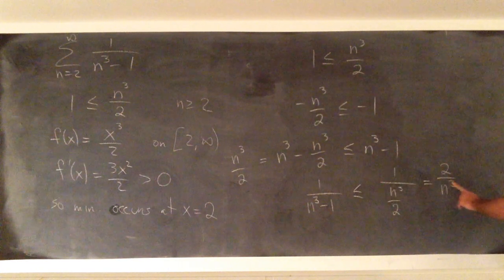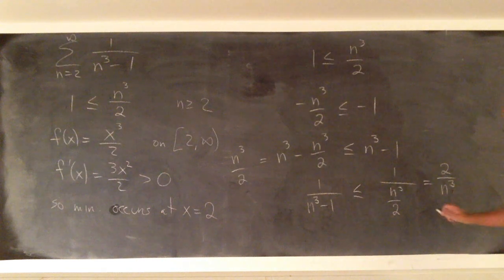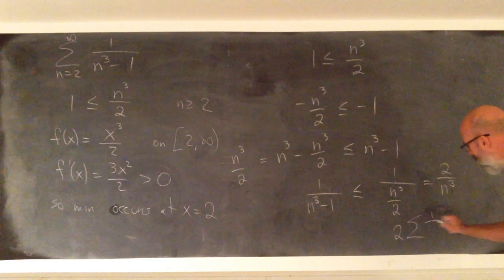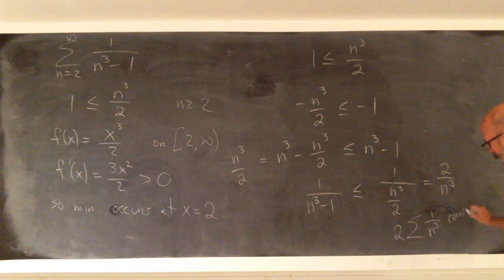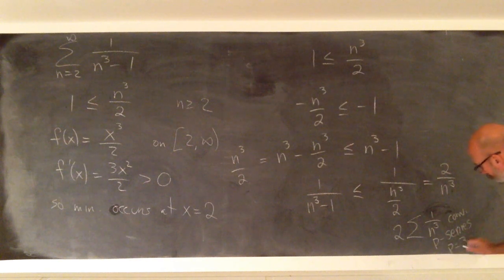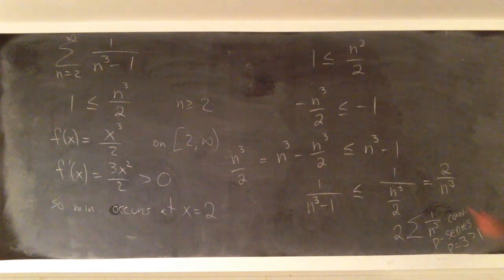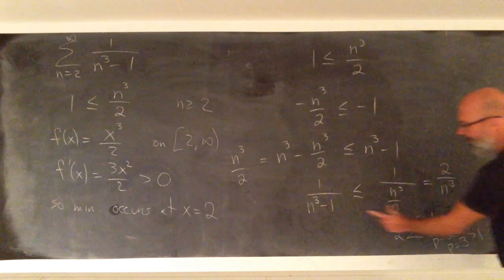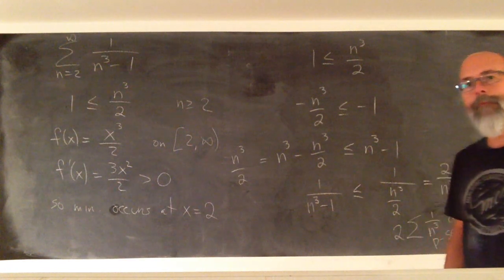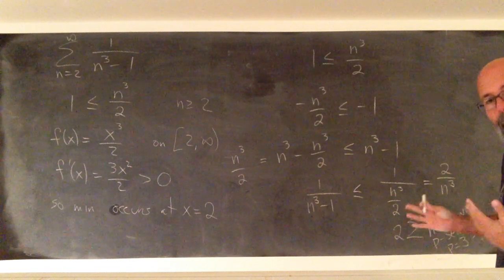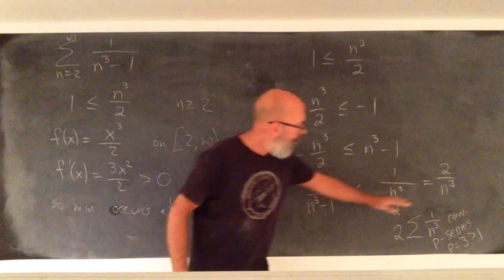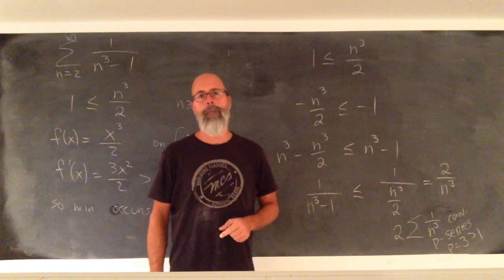So now, this series is a convergent p-series, where p is equal to 3, bigger than 1. So the larger series converges, so the smaller series converges by the comparison test. And that illustrates nicely the issue of the comparison test. You have to establish this good inequality.